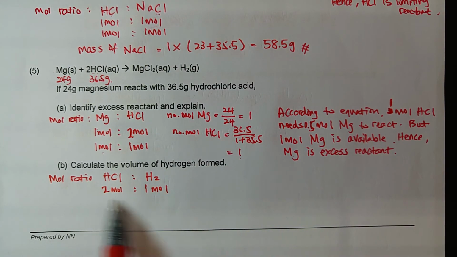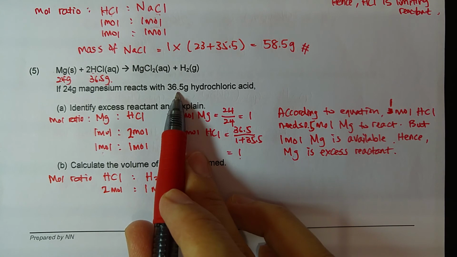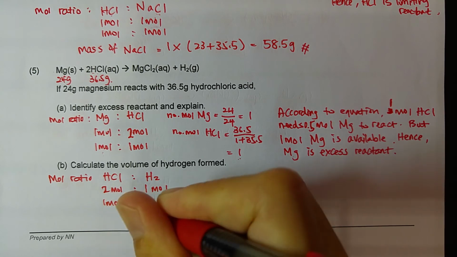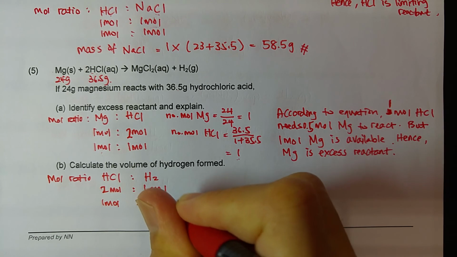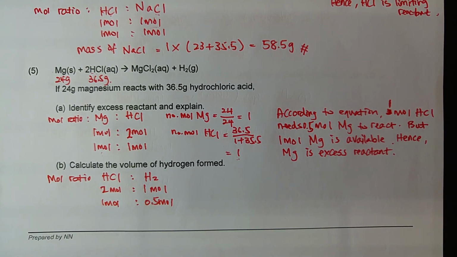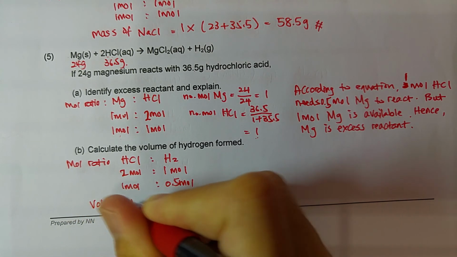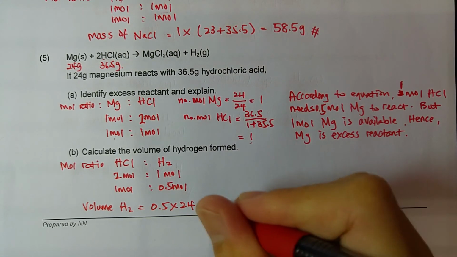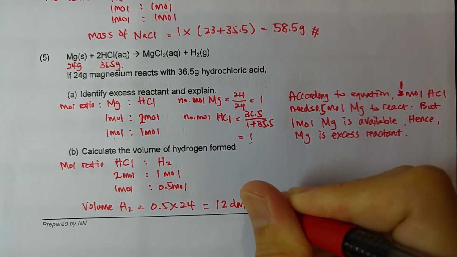First row based on the balanced chemical equation. Second row based on the information given in the question. So information given 36.5 gram is 1 mole. So this one will be how many? 2 mole is to 1 mole, 1 mole will be to 0.5 mole. Which means that 0.5 mole of hydrogen is formed. But the question wants volume. So volume of hydrogen would be 0.5 times 24, because 1 mole is 24 dm cube. There will be 12 dm cube.